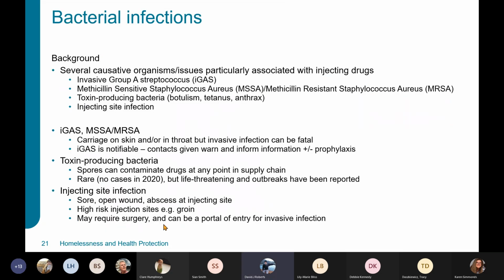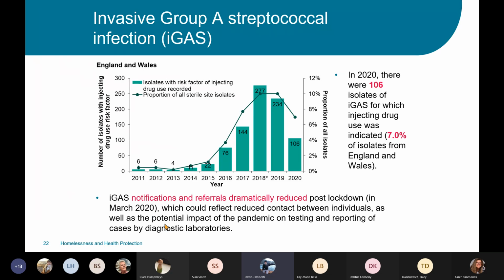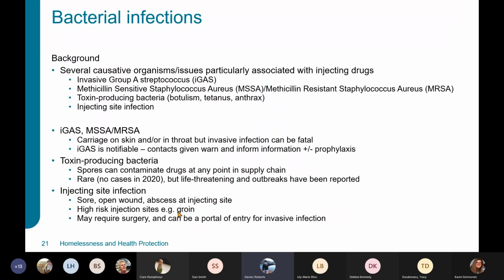So bacterial infections, we see some of these reported to us in health protection teams. There are several organisms or issues, but they are particularly associated with injecting drugs or injecting drug use. Invasive group A streptococcus is also known as IGAS, and then you have the staphylococcal infections, that's methicillin sensitive, MSSA, or methicillin resistant, MRSA, and then toxin producing bacteria like tetanus, anthrax, botulism, and injecting site infection. Really we see, oh sorry Karen, yeah.